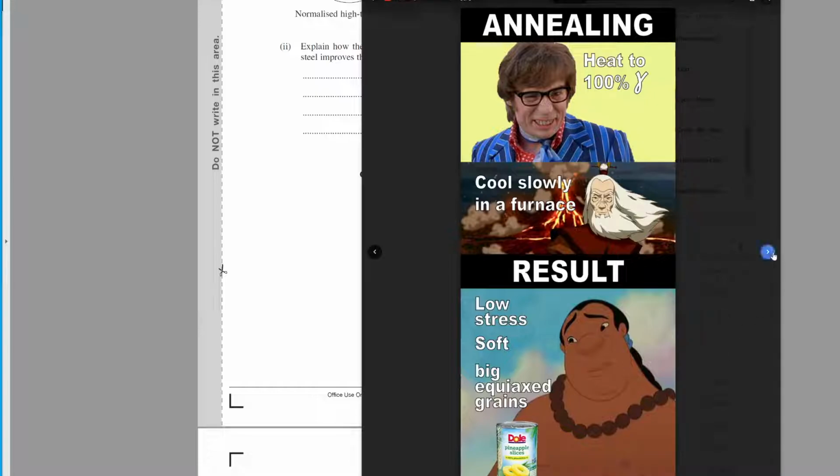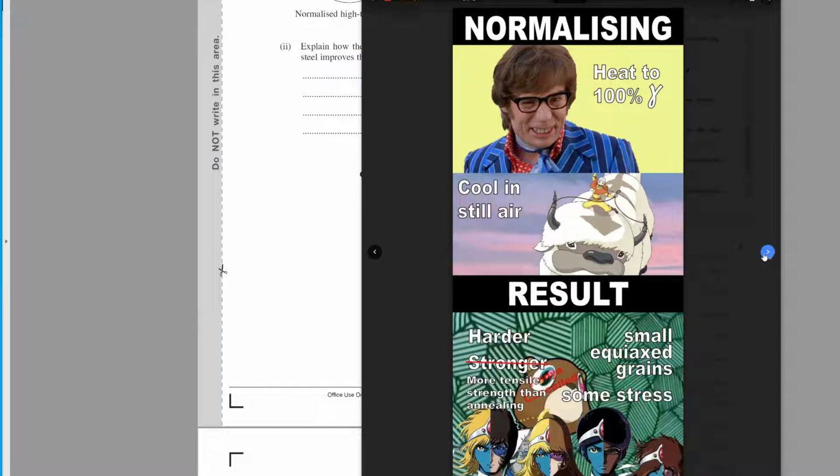Pineapple tins, they are tough so that when you drop them, they dent, they don't break. Normalizing, we cool in still air and it's harder. It's not stronger. We cancel Kanye because he just, it's unacceptable behavior. More tensile strength than annealing.